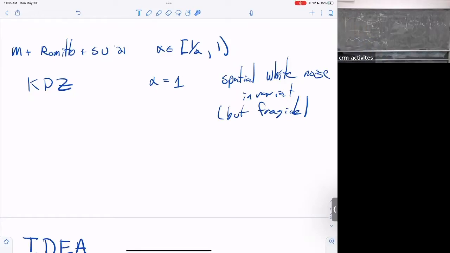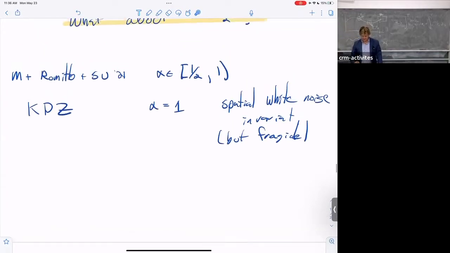KPZ has a lot of the same scaling properties as 2D Navier-Stokes with white noise. And gradient KPZ, Burgers with gradient white noise, has a lot of similar properties to Navier-Stokes, but there are still some differences. I'm not sure they're exactly the same. But let me explain what we were able to do here. And maybe it's an interesting idea.